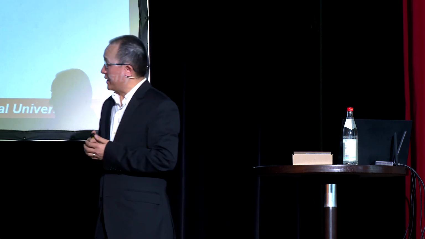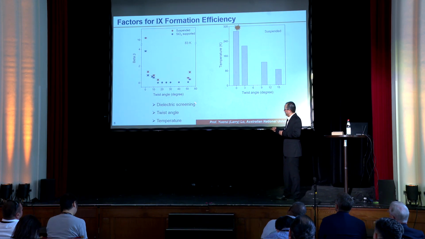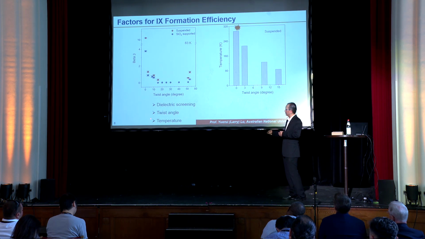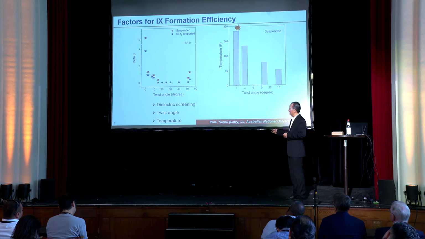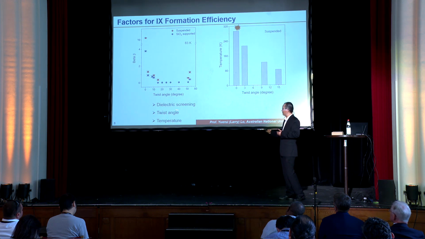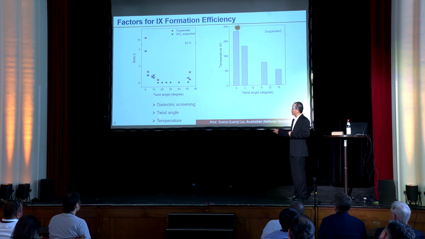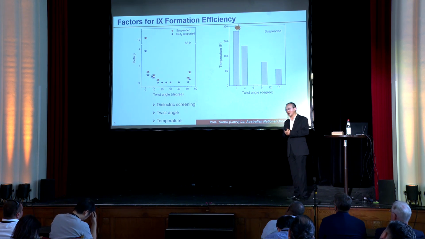And also, here I would like to summarize the three factors that can influence the formation efficiency of interlayer excitons. Previously, people reported that the twist angle and also temperature can affect the formation efficiency. When the twist angle is close to 0 or 60 degrees, that will give you the maximum formation efficiency because of the momentum matching in the K-space. And when the temperature is lower, that will also give you a higher formation efficiency.